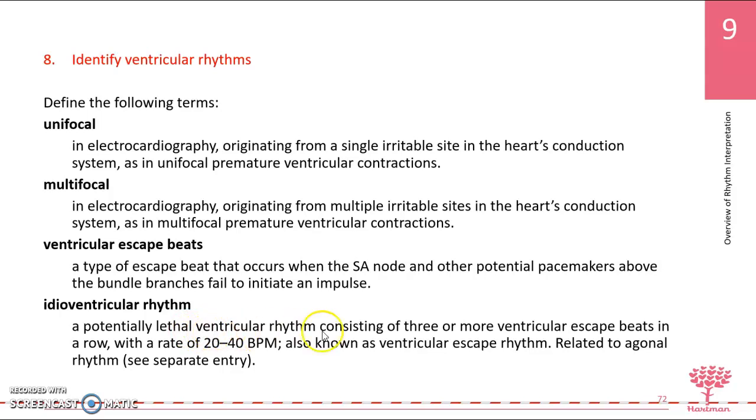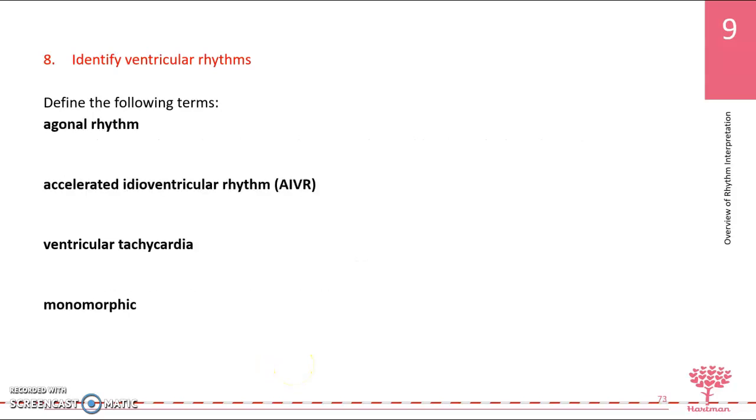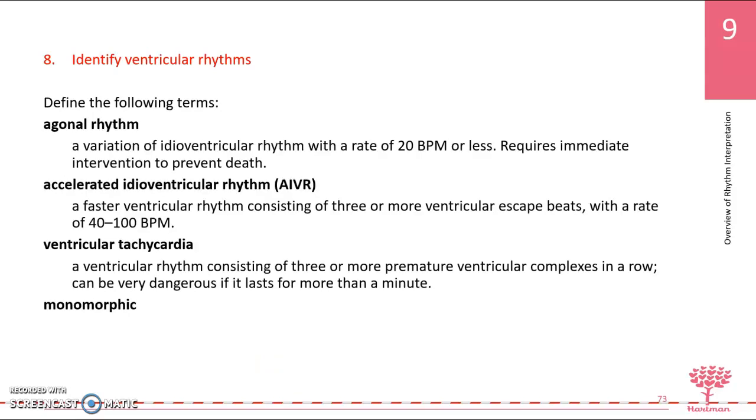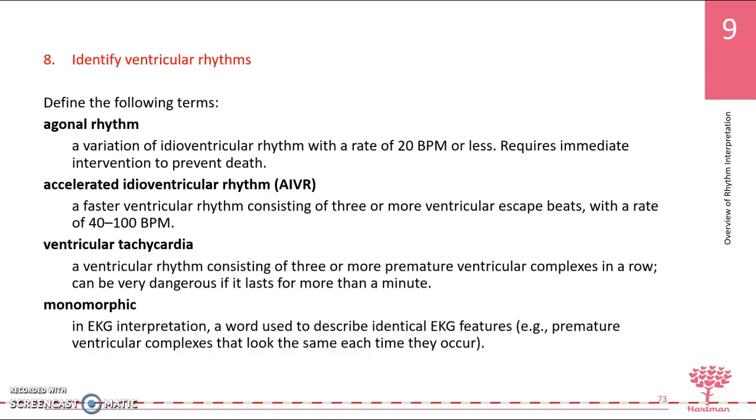Idioventricular rhythm is a dangerous ventricular beat. It's also known as ventricular escape rhythm, and it's related to agonal rhythm. It's a really low heart rate, and you get 3 or more ventricular escape beats. So it's potentially lethal. This one's pretty dangerous. The agonal rhythm is the same kind of beat, but the pace of the beat gets down below 20 beats per minute, and that's where it becomes even more lethal. So that one definitely needs to be identified. We'll look at that in a second.